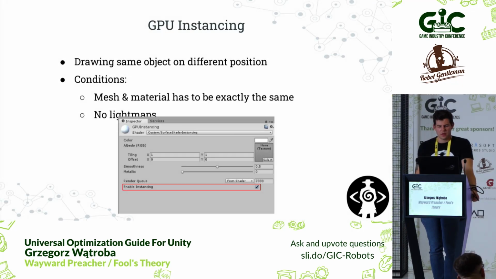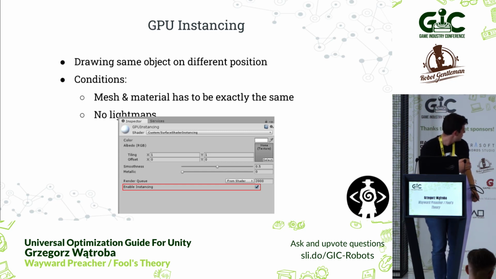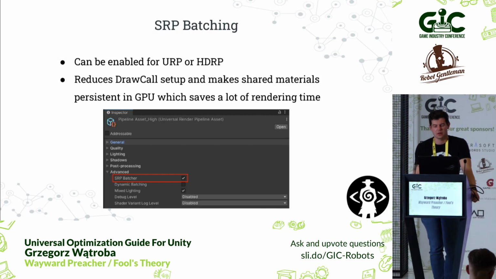GPU instancing works well only when you render lots of the same objects on the screen, but still it's worthwhile to think about it, and it needs only a single tick on the material. There are some other conditions as well, because I think transparent materials won't work. Sometimes there is a problem when you use light mapping, so no light maps. But still, it's worth attempting to use that optimization.